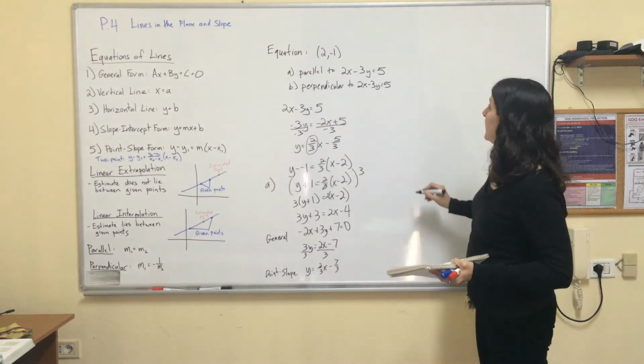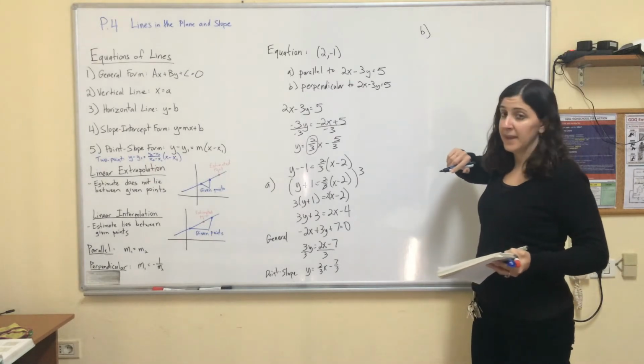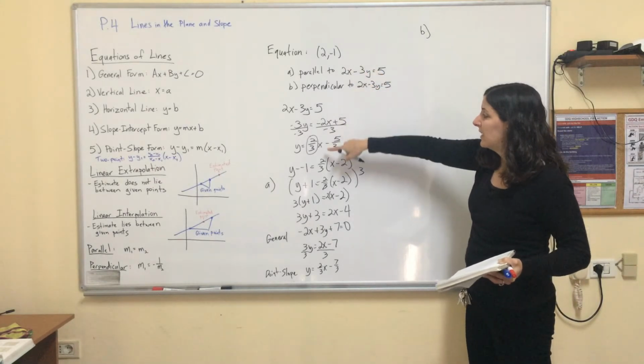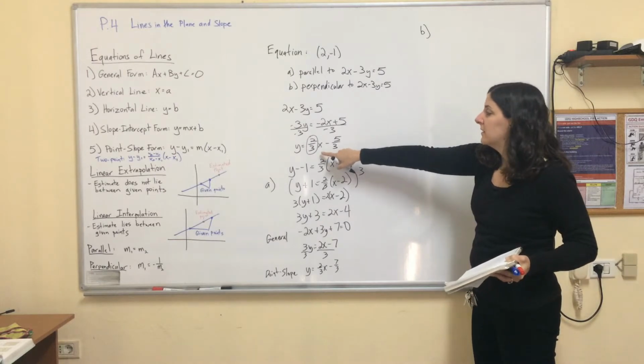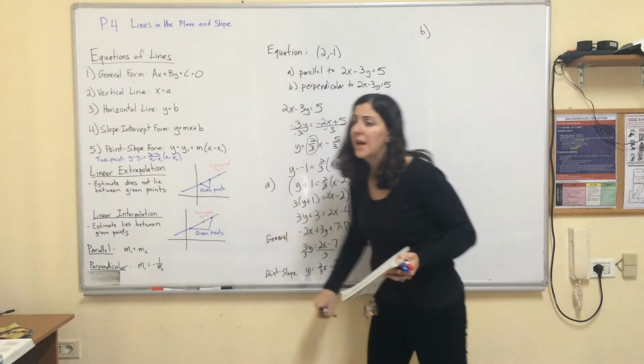Now if we want to find B, the perpendicular, we're going to do the same thing. We can use the same point, but instead of the slope being 2/3, it has to be equal to, I don't know if you can see this, m1 equals negative 1 over m2.